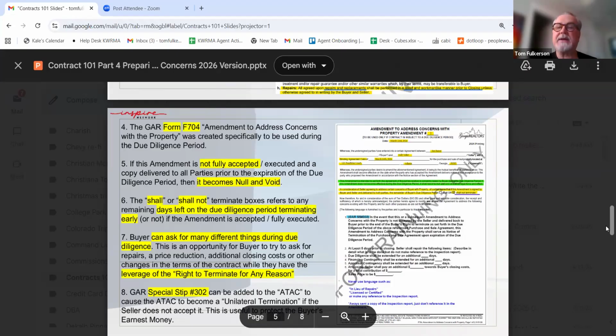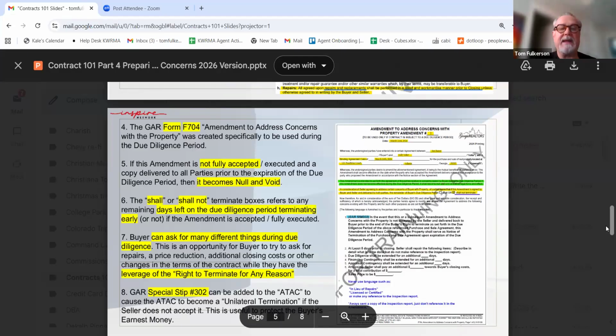There are little shall and shall not boxes at the top, and that means there are termination boxes referring to any remaining days left on the due diligence period, terminating early or not, if the amendment is fully accepted and fully executed. That's going to vary from buyer to buyer, whether they want to terminate or move on. If it's a very hot property and they really want this property, it may be a nice incentive if the seller goes ahead and agrees to their amendment to address concerns. So go ahead and move on with your contract.